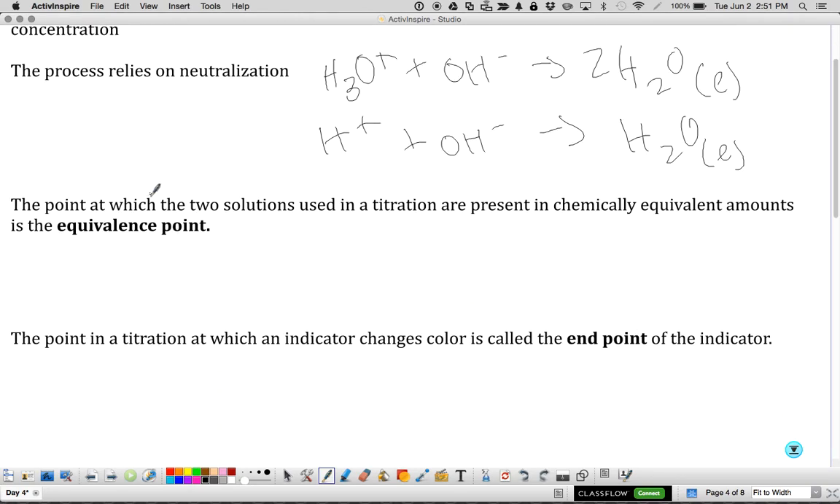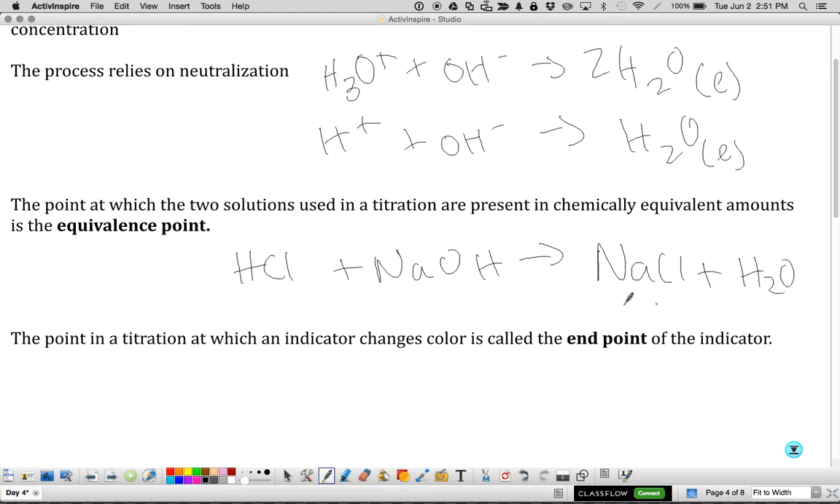The point at which two solutions used in a titration are present in chemically equivalent amounts is the equivalence point. So usually we'll be doing an acid, so let's say HCl plus NaOH yields NaCl plus H2O. Okay? The point at which the two solutions used in the titration are present in chemically equivalent amounts.